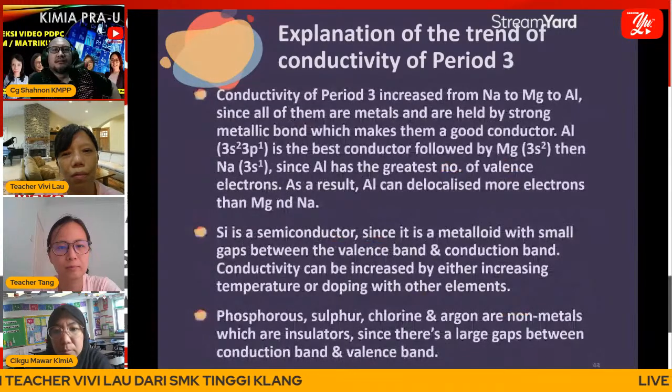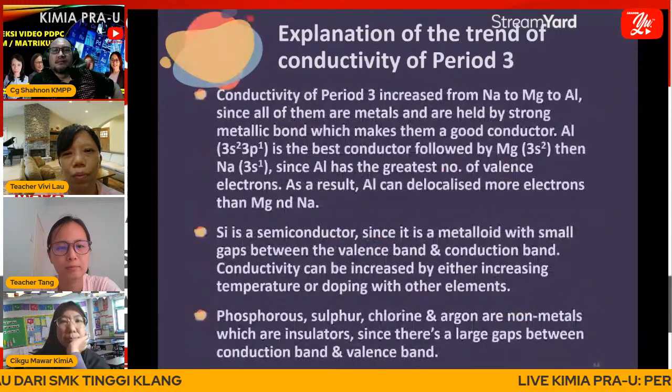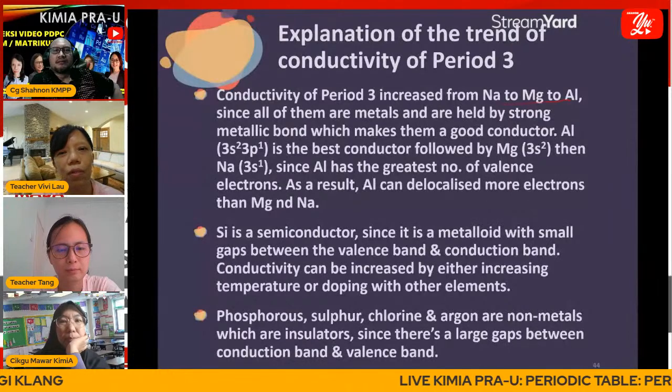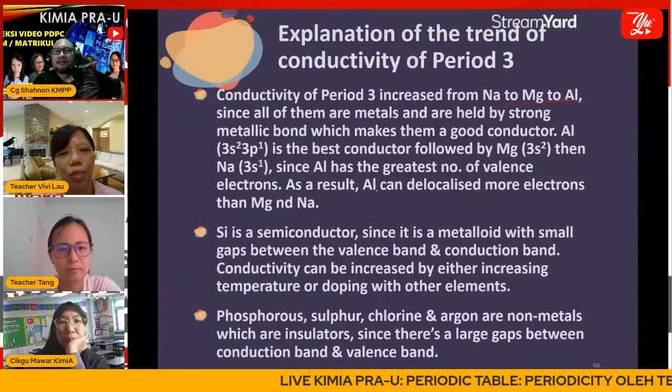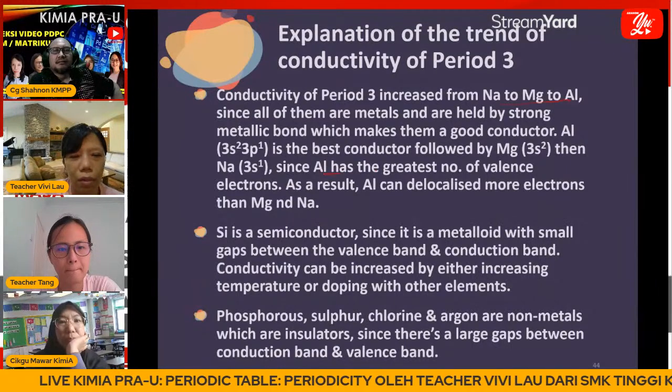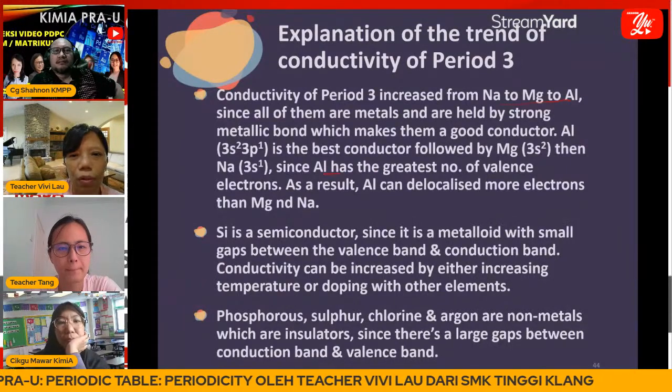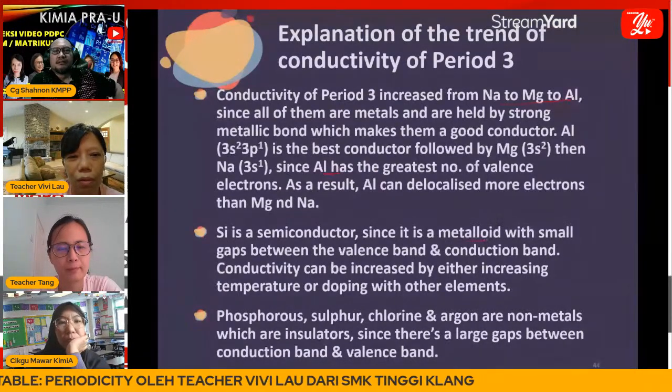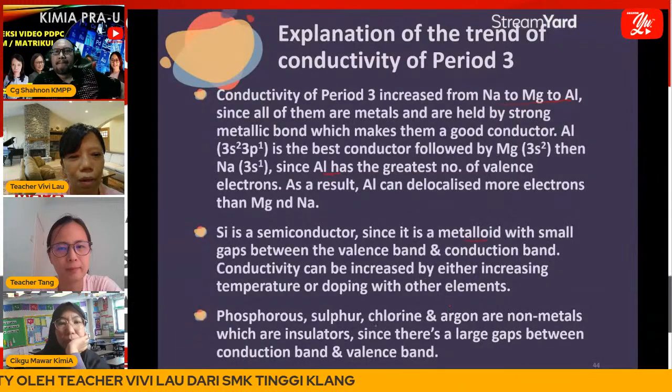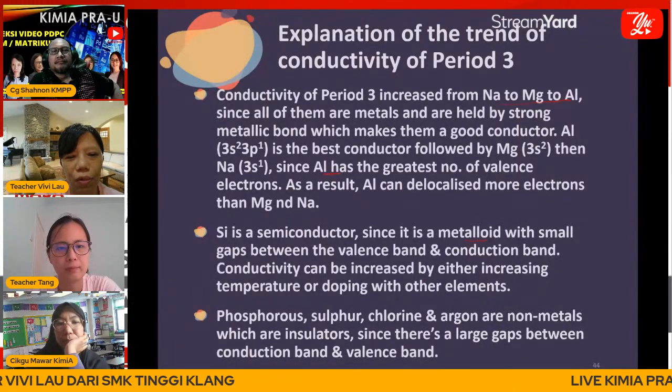Same thing for period 3. From sodium to aluminum the conductivity increases, because aluminum has the highest number of valence electrons. Then silicon, like boron, is also a metalloid semiconductor. Then phosphorus, sulfur, chlorine, and argon are insulators.